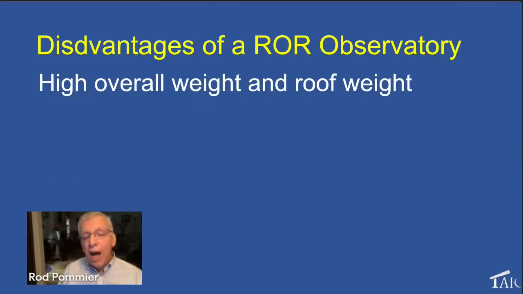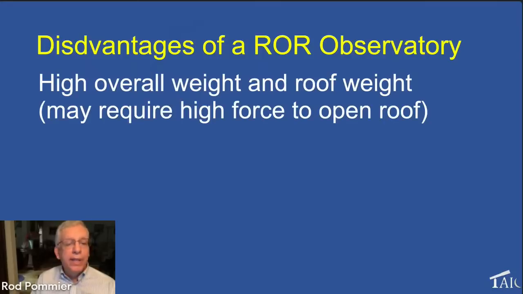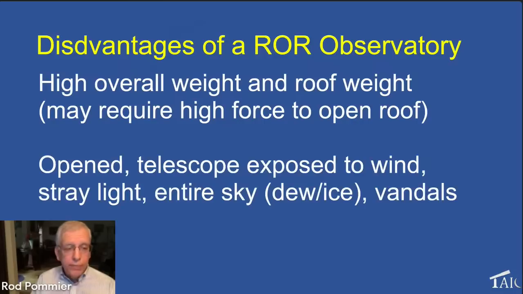These things tend to have a high overall weight. So if you're on soft soil that tends to shift and settle, you may find that the pylons holding up your roof when it's off position may shift, and that gets your railings out of alignment. And generally these roofs are quite heavy and have a high weight that can contribute to that. And that also means that the roof may require a high force to open either by hand or by motor.